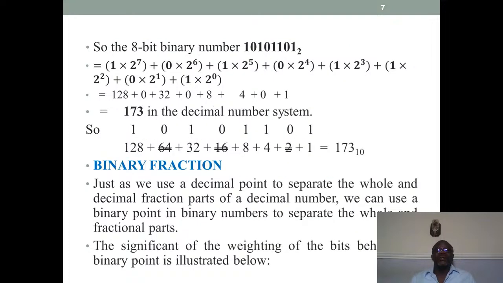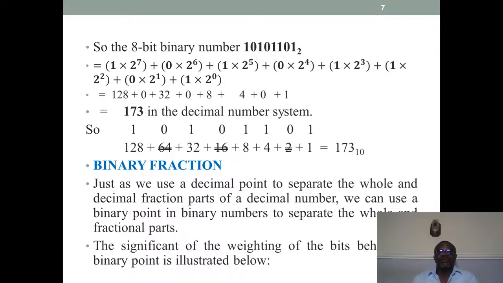So now, in human form, you convert that by noting where the 1s are. When you do that, you see that this binary number will be equal to 173 in the decimal number system. So what we have done is to show how it is done, as human beings, in order to know how the computer does it.